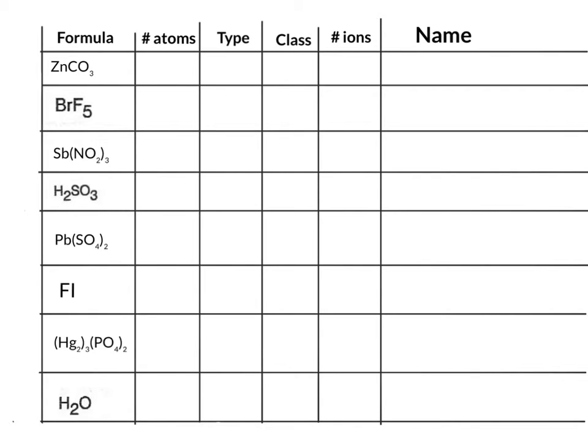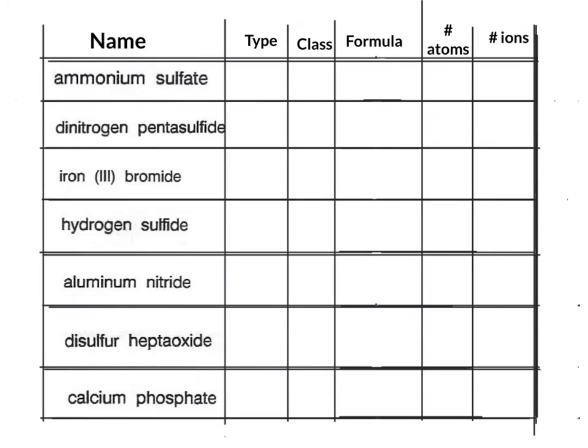Next, we're going to look at it: what if I give you the name? What do you have to do? When we're given the name, we have to go through one extra step. We have to figure out what the formula is. And in order to figure out the formula, we need to know what type and class of compound we have.